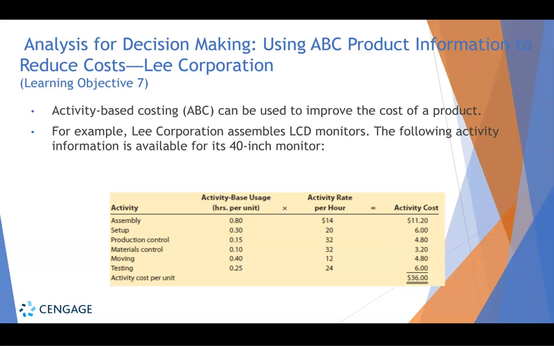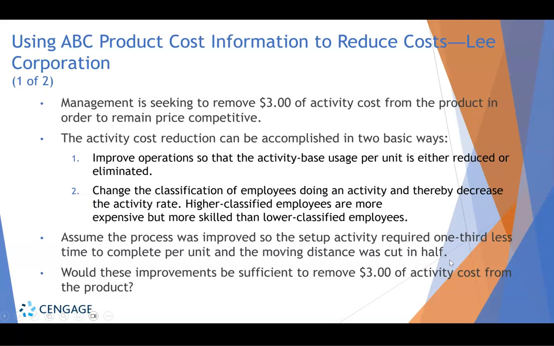ABC can be used to improve the cost of a product. Lee Corporation assembles LCD monitors. The following activity information is available for the 40-inch monitor. We have all the various activities, what we estimate the hours to be, and the rate per hour to come up with our costing. Management's looking to remove $3 of activity costs from the product in order to keep the price competitive. The activity cost reduction can be accomplished in two ways: improve operations so that the activity usage per unit gets reduced or eliminated, or change the classification of employees doing an activity, which decreases the activity rate.